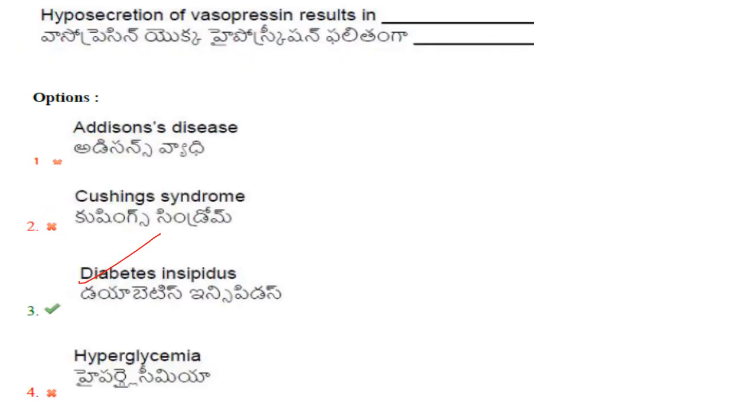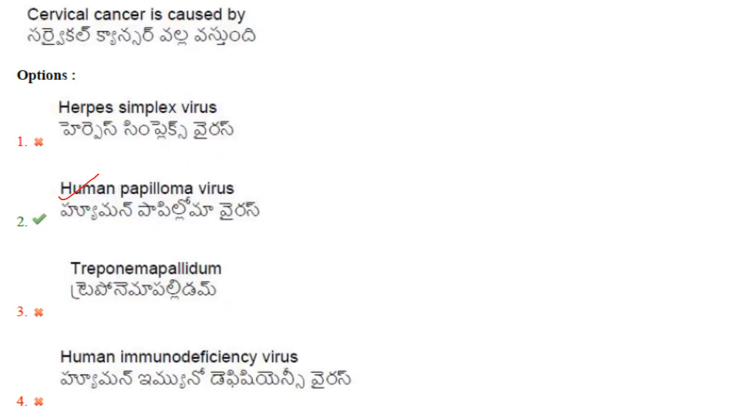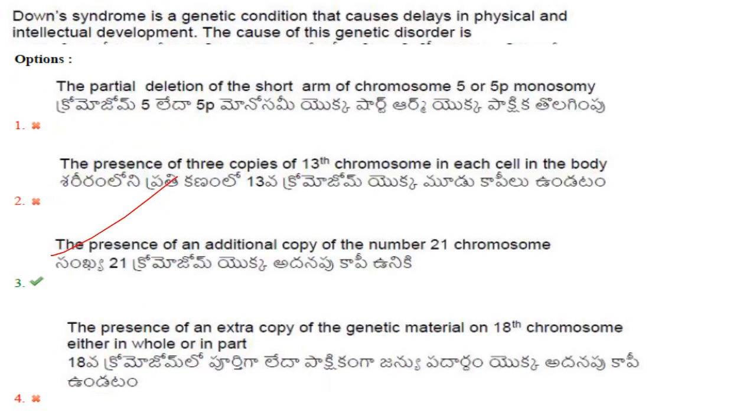Then hyposecretion of vasopressin results in diabetes insipidus, and diabetes insipidus causes the body to make too much urine. Cervical cancer is caused by human papilloma virus or HPV.